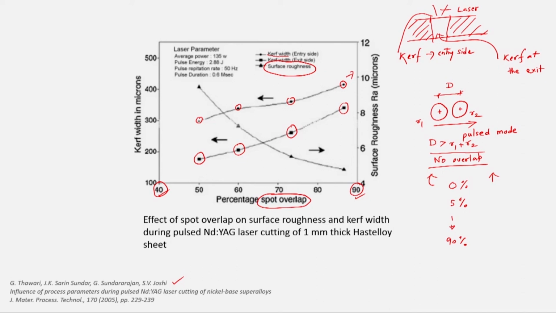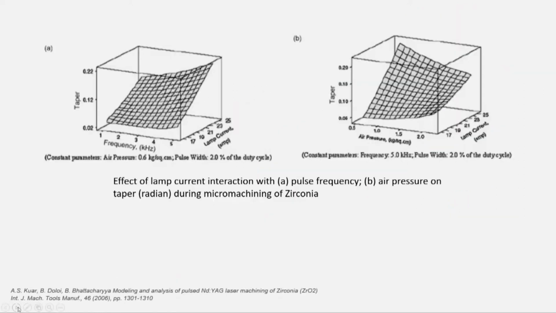How much optimum spot overlap should there be to get the required result? So, there is a trade off here. If you want a moderate level of kerf width and good quality surface finish, you can have about 65% of the spot overlap.